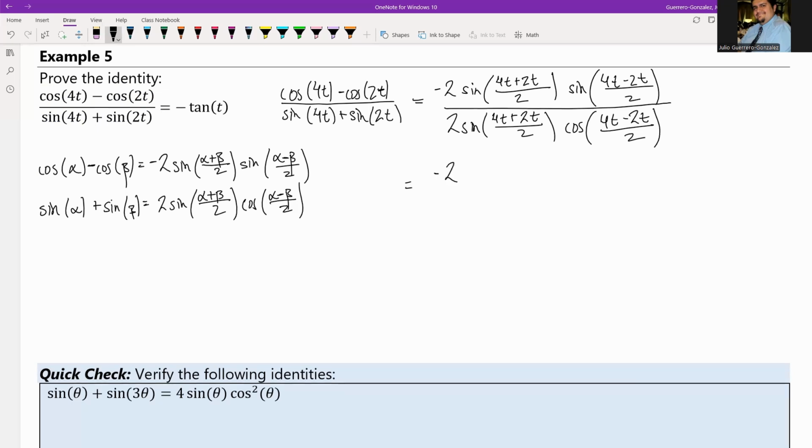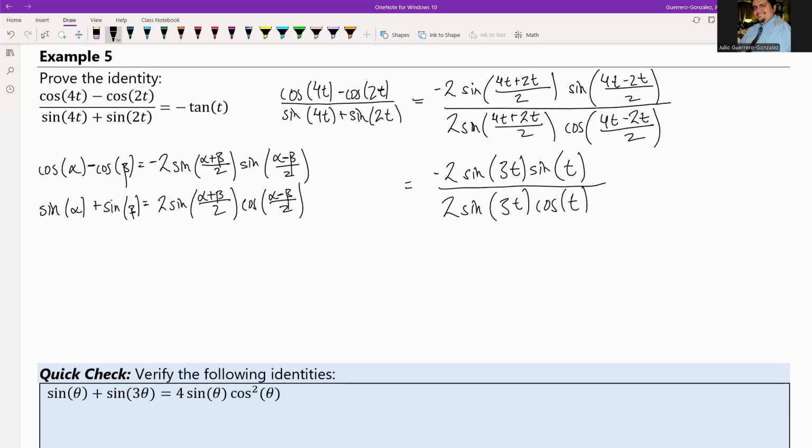So it's going to be a minus 2 sine 4 plus 2, that's 6, divided by 2, that's 3t. Sine 4 minus 2t, that's going to be 2t divided by 2, that's just t, divided by 2 sine 4t plus 2t, divided by 2, that's going to be a 3t again. And then cosine 4t minus 2t, that's going to be positive 2t divided by 2, that's going to be t.